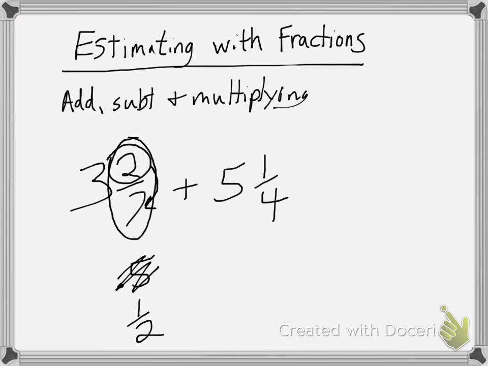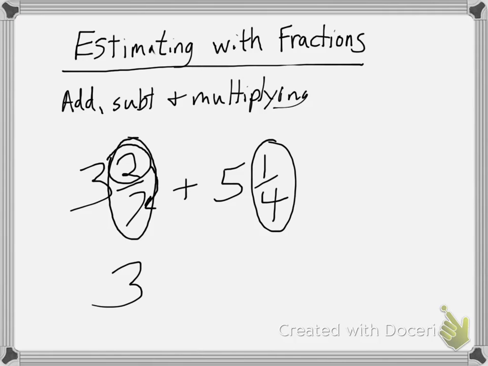For instance, half of 7 is 3.5. Well, 2 is less than that. So 2/7 is less than half, because it's less than half of 7. So this will round down, meaning this is going to round to just 3. 5 1/4. Well, if I look at the 1/4, obviously 1 is less than half of 4, so 1/4 is less than a half, so it'll also round down, so we have 5, so we end up with 3 plus 5, so 3 2/7 plus 5 1/4 would be somewhere around 8.